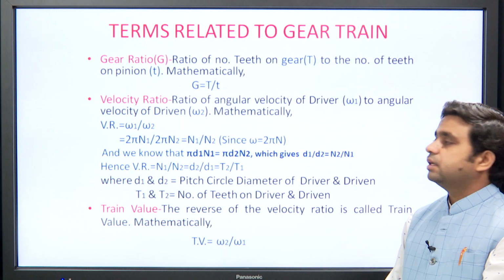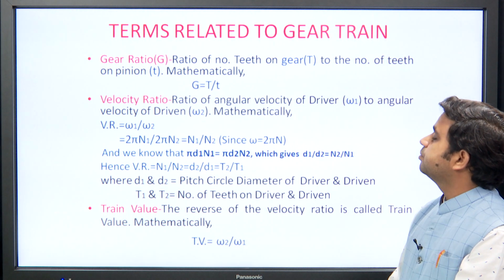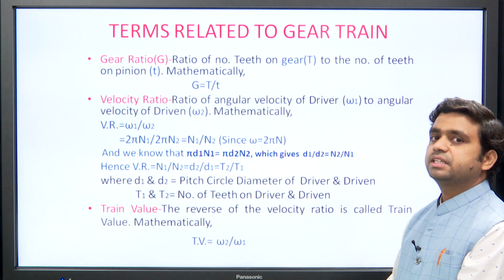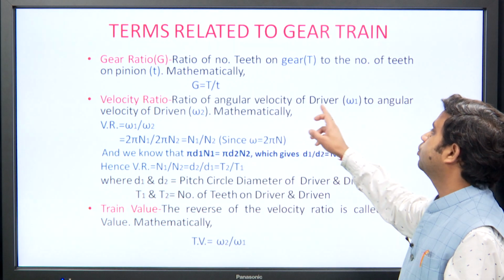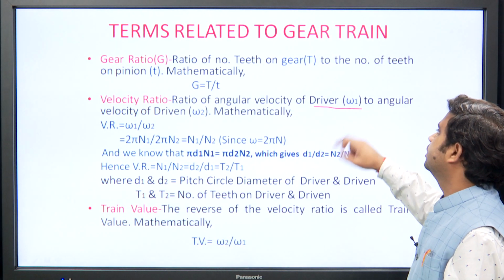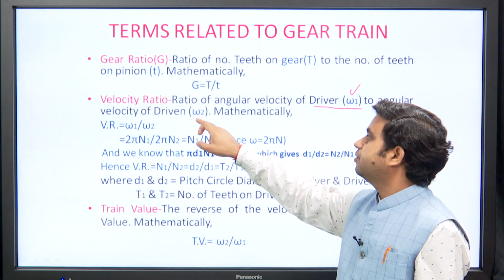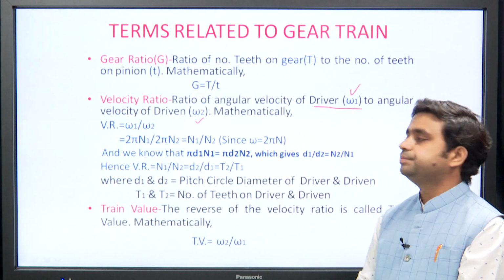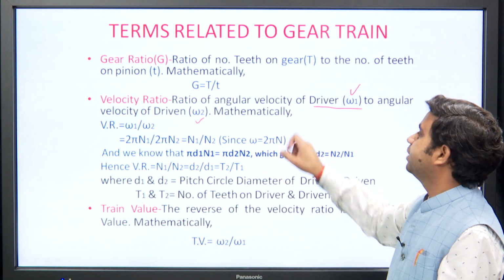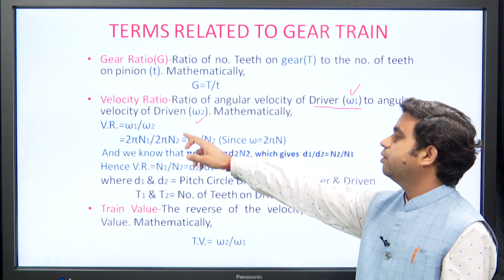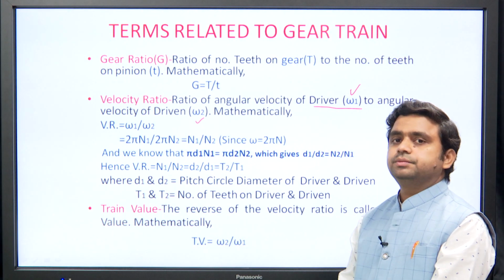Now, the very important term in gear is velocity ratio. Velocity ratio is the ratio of the angular velocity of driver, omega 1, to the angular velocity of driven, omega 2. Now, mathematically velocity ratio is equal to omega 1 by omega 2.